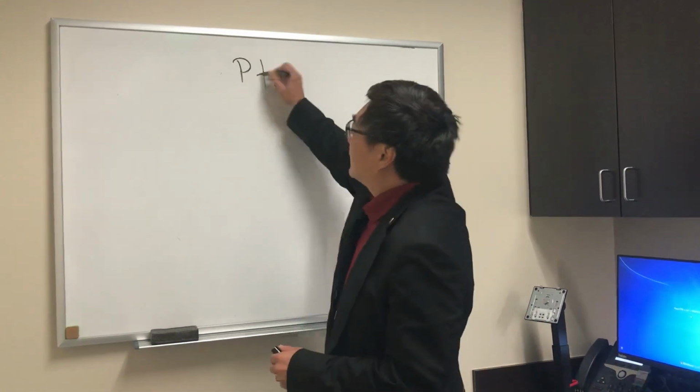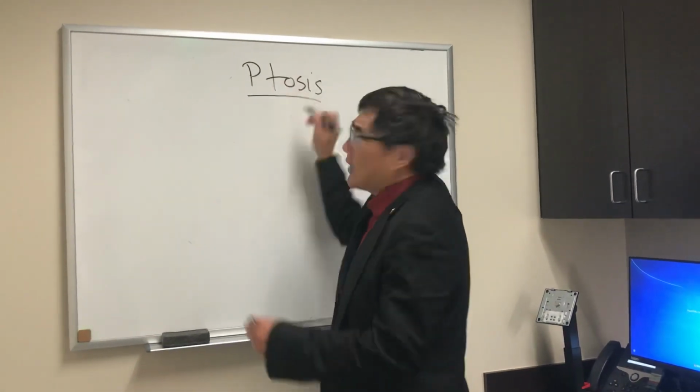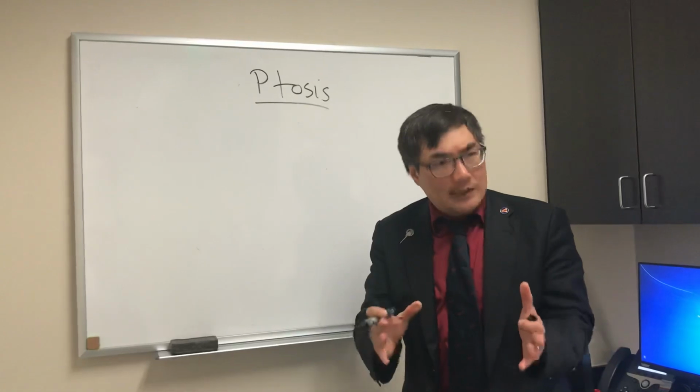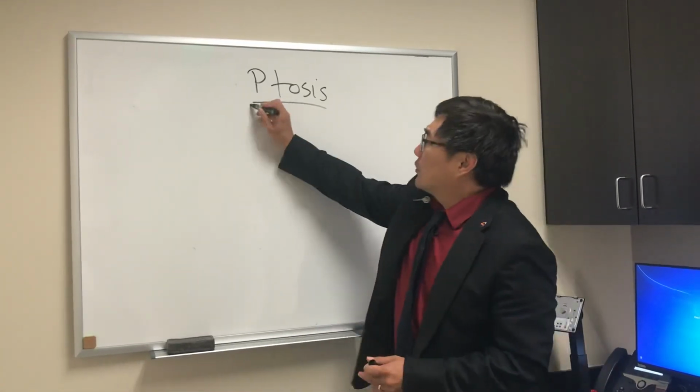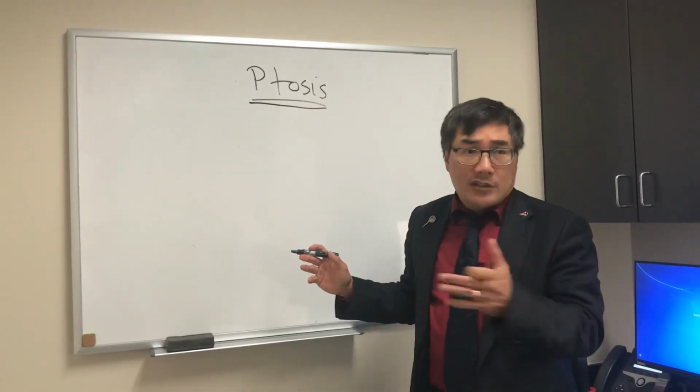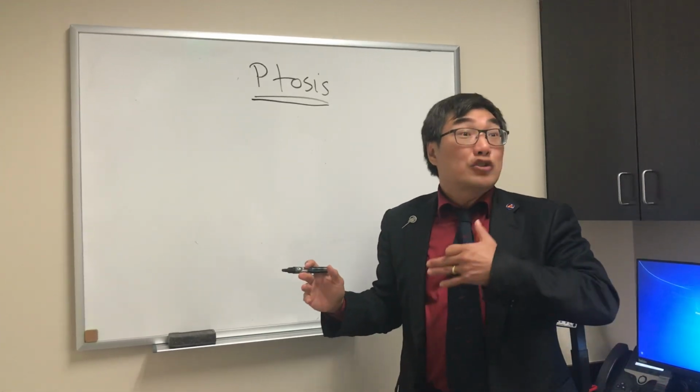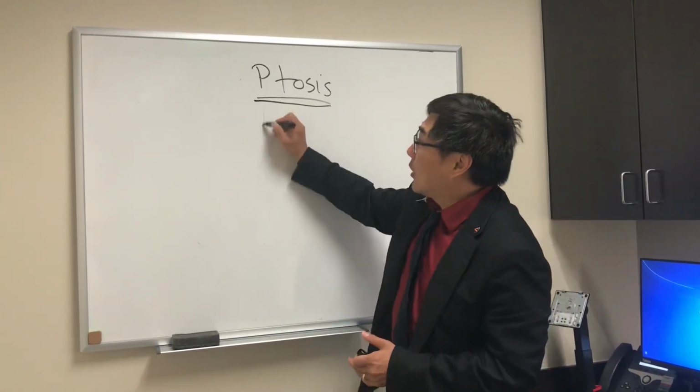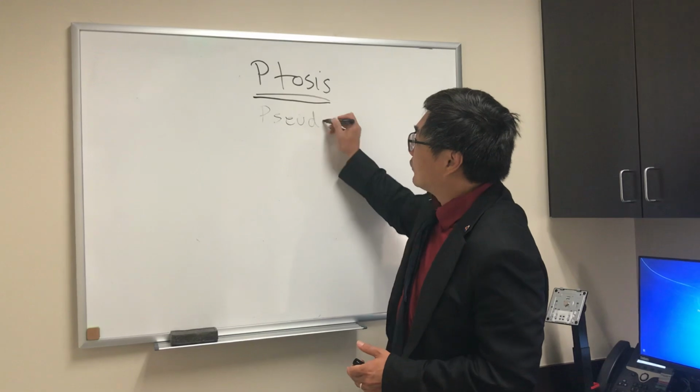Today we're going to talk about ptosis, but not surgery, the diagnostic approach to ptosis. So ptosis, as you know, means you have a droopy lid. So the first thing you need to do is make sure it's not a pseudoptosis. So what could cause the patient to have a pseudoptosis? And pseudo means false.